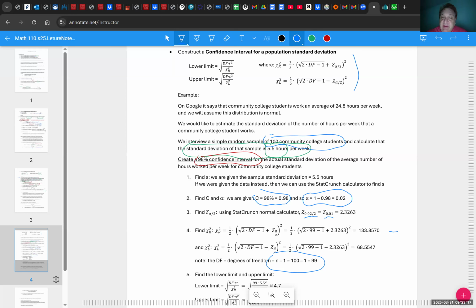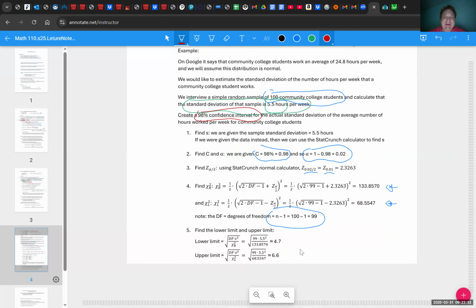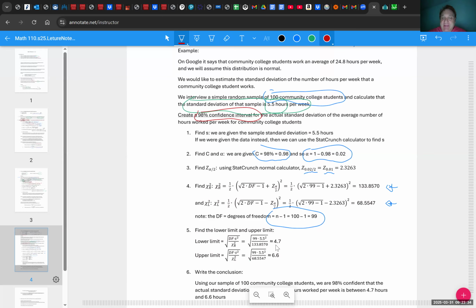So this is the chi-squared R and the chi-squared L numbers. And then we can do our final calculation for the lower limit and upper limit by using some more formulas. So again, just plug in the numbers. Hope you don't make any mistakes with the calculations. Just put the numbers in, do all the math, and you get the lower limit of 4.7 and an upper limit of 6.6. And let me show you how to do that using StatCrunch, because I'm not going to go through all the individual calculations. I just like to show you using StatCrunch.